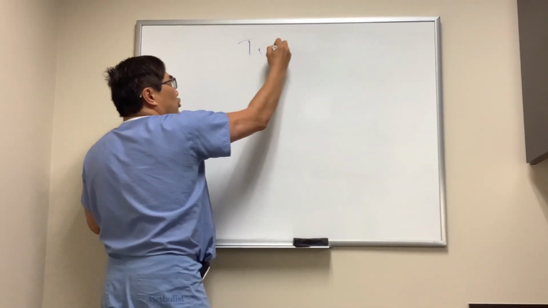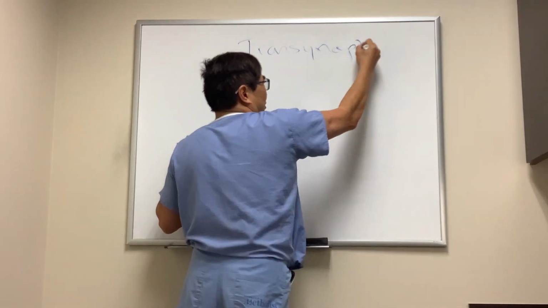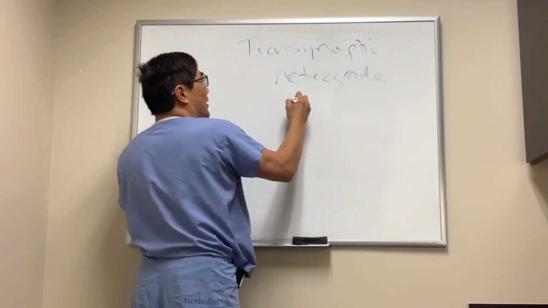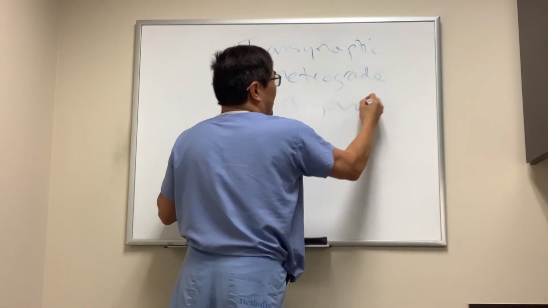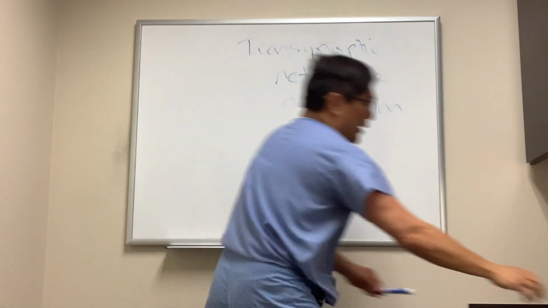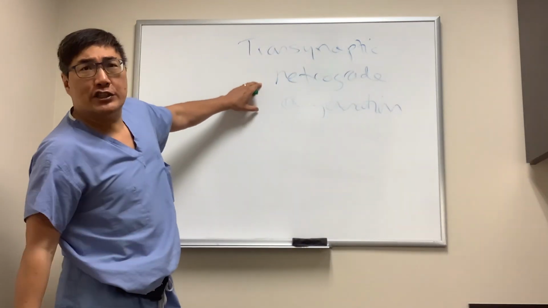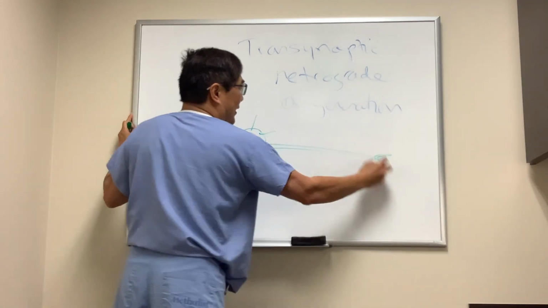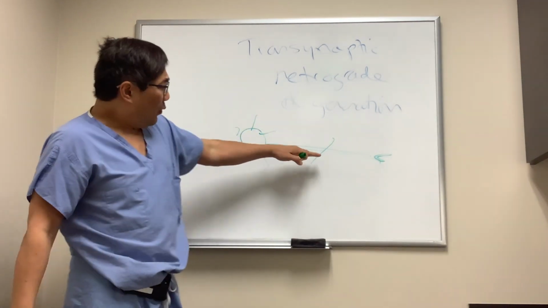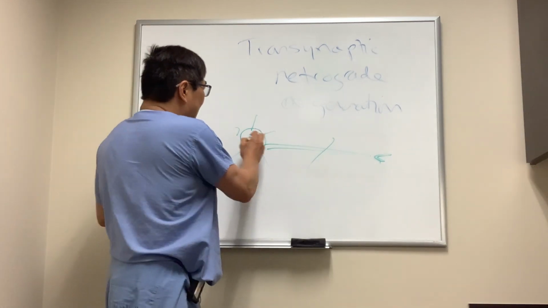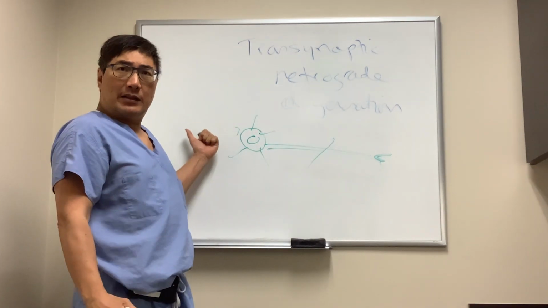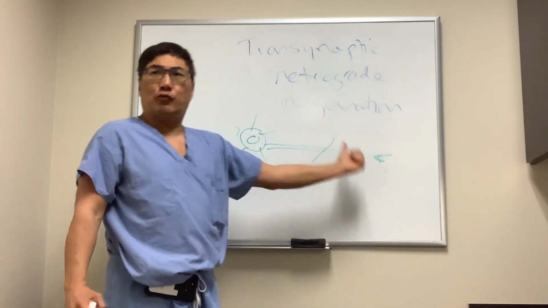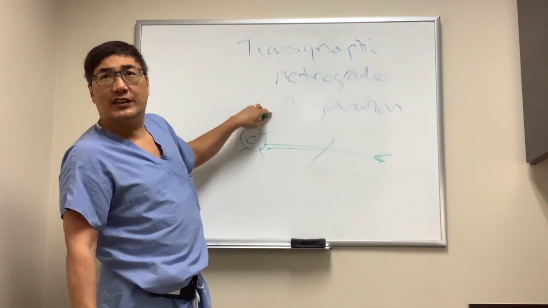So somebody wanted to know about transsynaptic retrograde degeneration and how that can be helpful in neuro-ophthalmology. When we have retrograde degeneration, what that means is the axon of the neuron has been cut. And so when you have damage to the axon, it will die back to the cell body and will die forward as well. So we have both anterograde and retrograde degeneration of this axon.